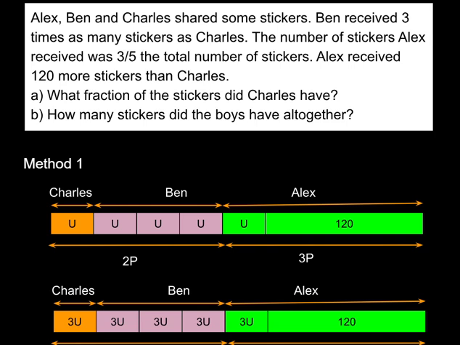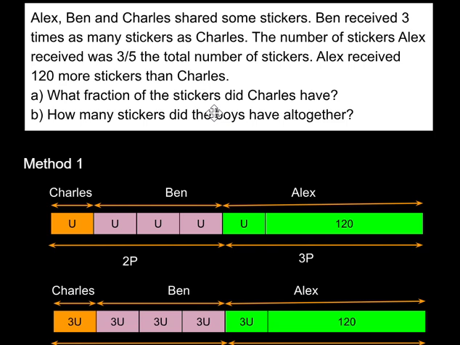Hi, let's look at this question together. Alex, Ben, and Charles share some stickers. Ben received 3 times as many stickers as Charles. The number of stickers Alex received was 3/5 the total number of stickers. Alex received 120 more stickers than Charles.